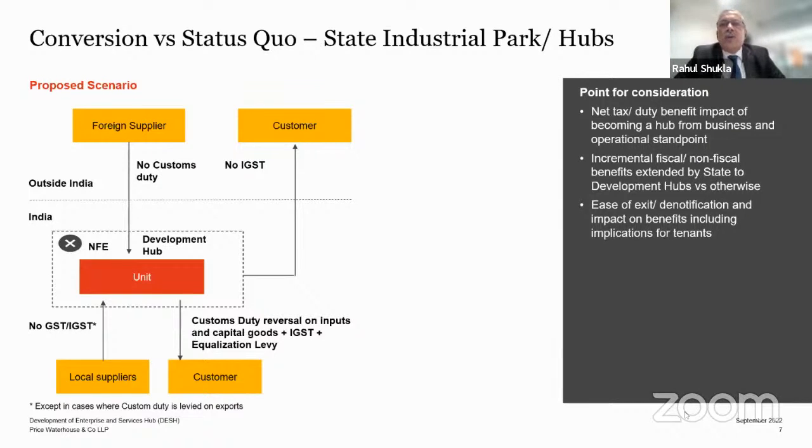So how are they going to align themselves against the development hub proposals, where they are an equal partner and will be supporting government as part of the single window dispensation? Also, the question comes in: if a state industrial park or hub becomes a development hub, how easy will it be to exit or denotify, including any impact on the duty tax benefits, including on the tenants who will be there.